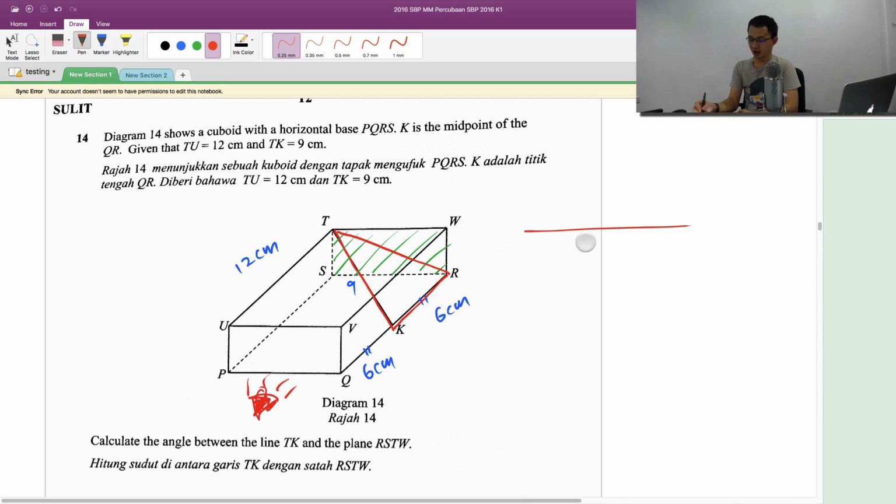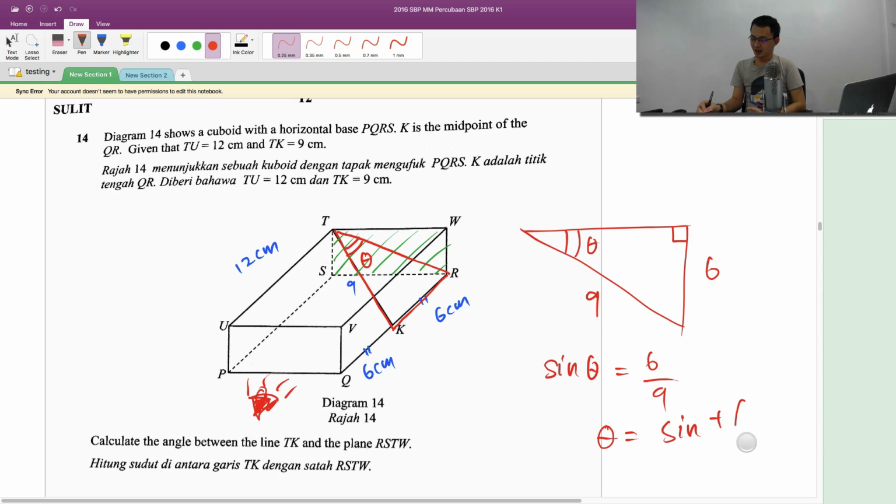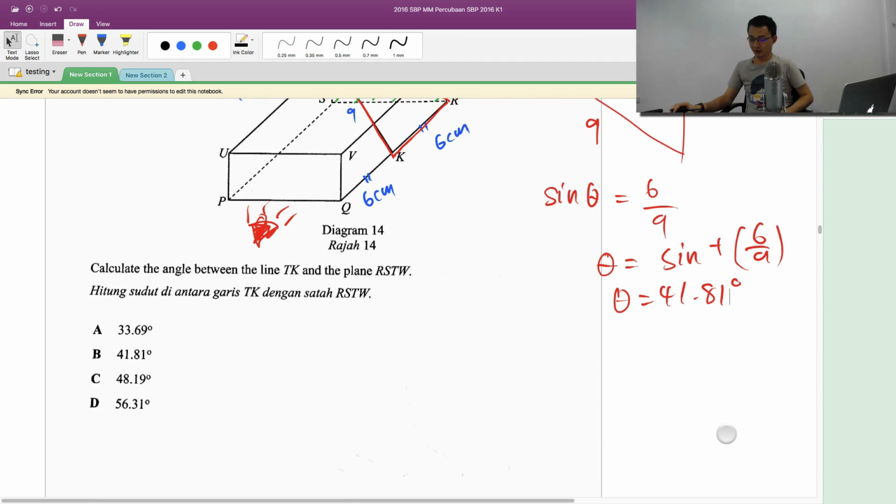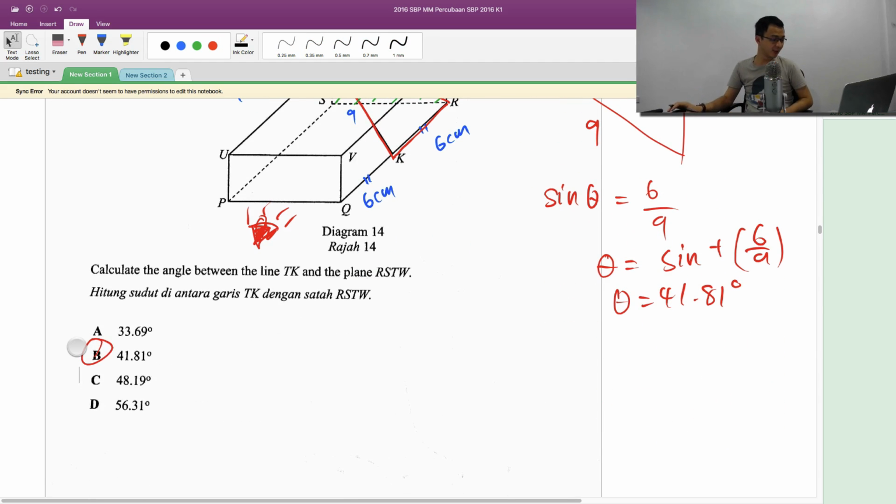I'm going to draw out the right angle triangle. Because T to R is on the plane, it should be 90 degrees here. If you can't imagine, please try to imagine it. The angle between should be here. This is my angle, and I know this is 9 and this is 6. So I have opposite and hypotenuse, I'll use sine. Sine of the angle equals 6 over 9. Then I move sine to the other side: shift sine 6 over 9. So my angle is 41.81 degrees, so the answer will be B.